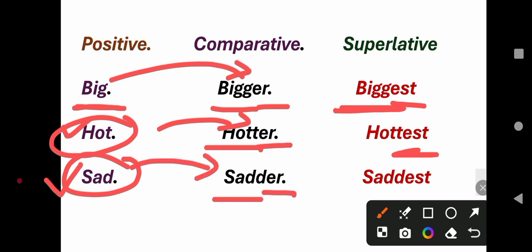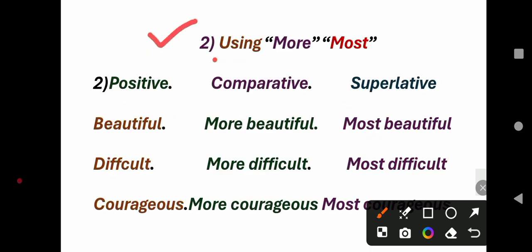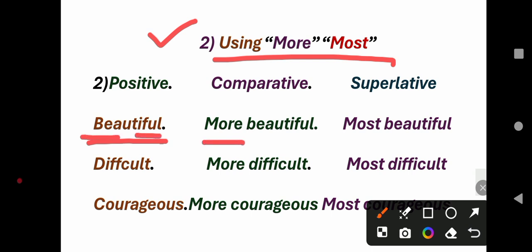In the superlative, that is also doubled by adding est to form saddest. The second rule is using more and most. Adjectives of more than two syllables, like beautiful, form the comparative by adding more, and the superlative by adding most, before the positive. As you can see, beautiful has syllables, and by adding more in the comparative we form more beautiful, and by adding most in the superlative we form most beautiful.